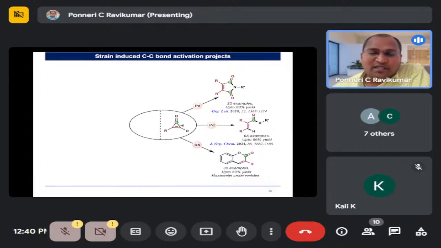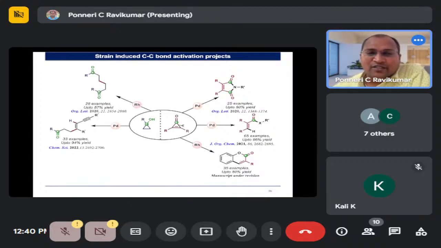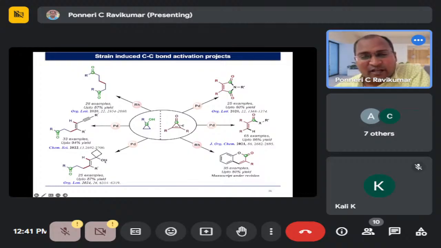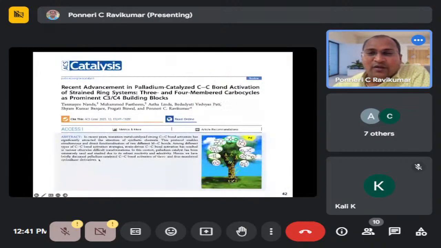Apart from CH activation, our group is also working on CC bond activation. So you can see strained molecules can be functionalized to get different heterocyclic molecules: maleimide, coumarin, diketones, and vinyl cyclobutanol and all. This is a review that we recently wrote in ACS Catalysis about CC bond activation.